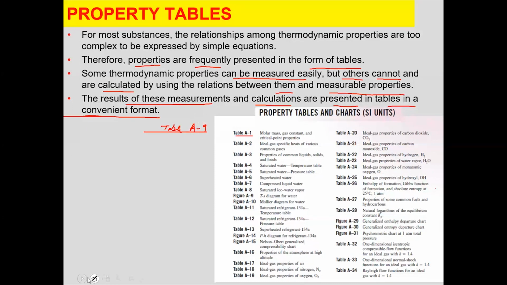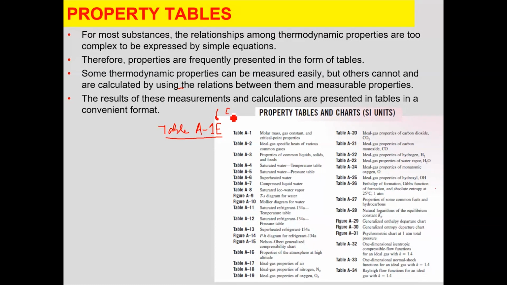Sorry, you'll also have table A1E. Now, whenever you have the symbol E, this represents the English units system. So you have the same table, table A1 without E, and the tables without E are basically the SI unit based tables, and the tables having E at the end are basically based on the English unit system.